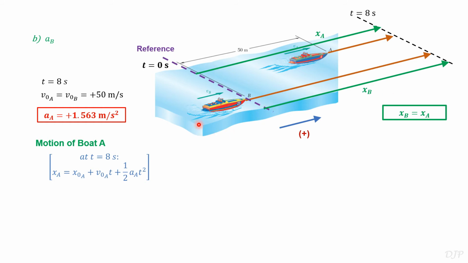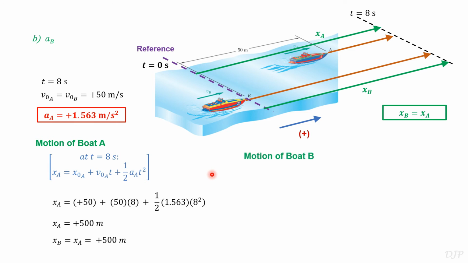By substitution of known values, we get the value of x sub A, which is equal to positive 500 meters. By using this equation that relates these two different bodies, we can conclude that x sub B is just equal to positive 500 meters. Now let's proceed with the motion of boat B. By using again the third kinematic equation, we'll be able to get the value of a sub B, which is the unknown or the requirement for this problem.